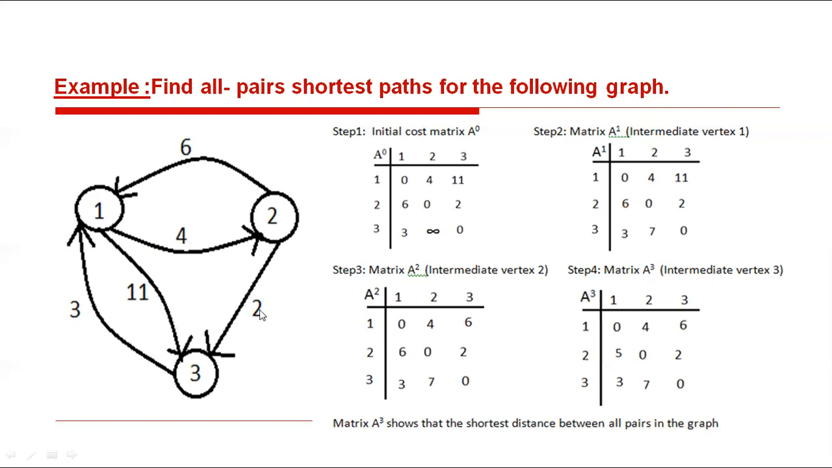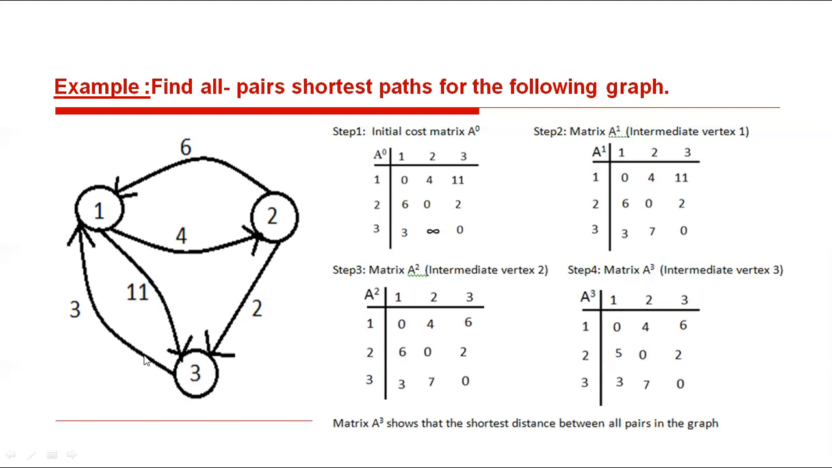2 to 1, 6. Then there is no change. Why? Only one way. Next one is 2 to 2, 0. Then 2 to 3, 2. Clear all of you? Next one 3 to 1, 3, 3 to 2, 7. How? Here simply 3 to 2, the previous example is 7.